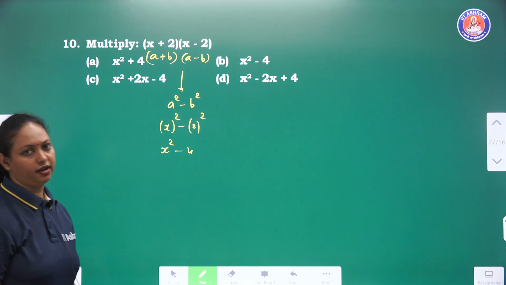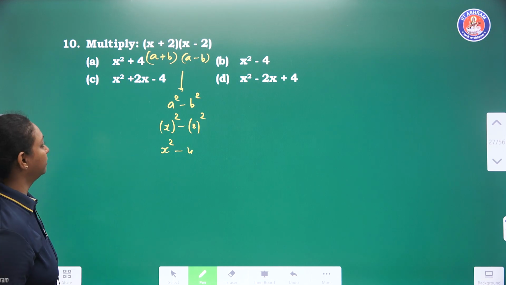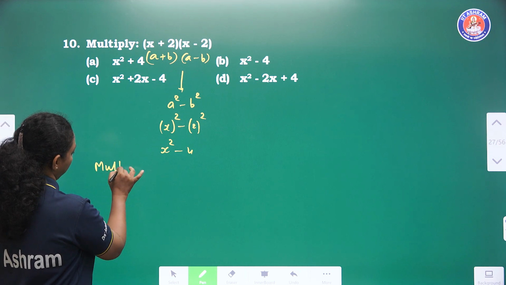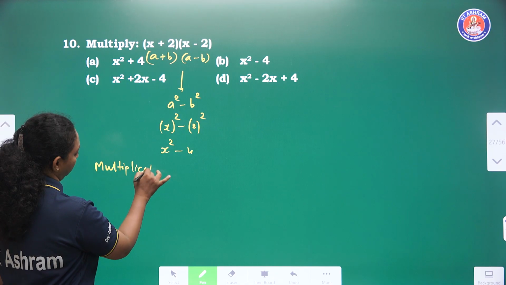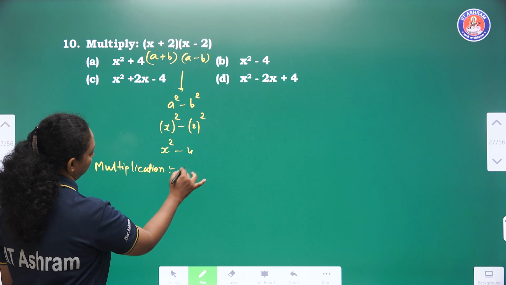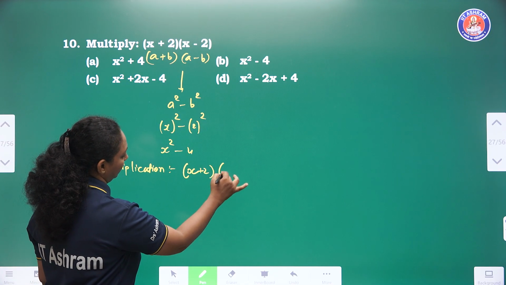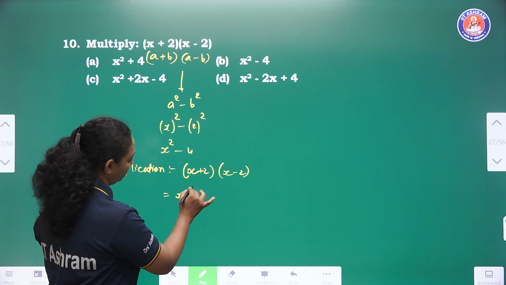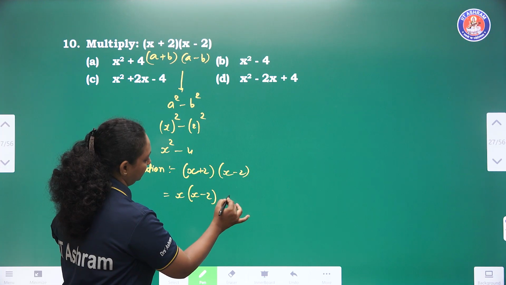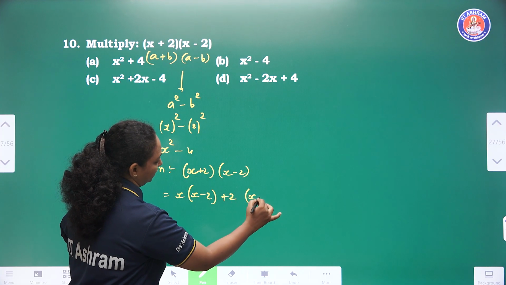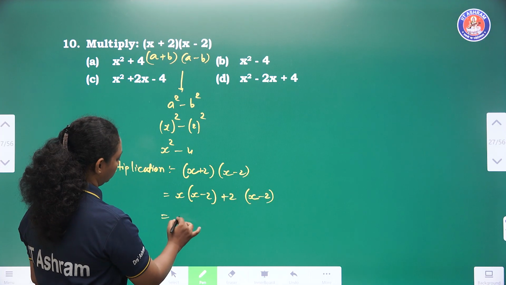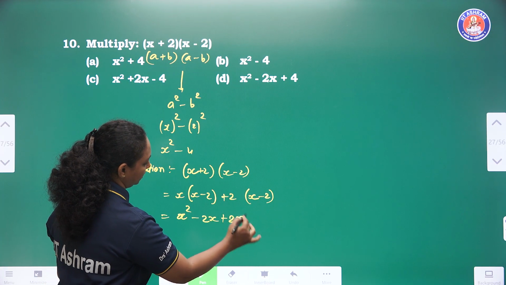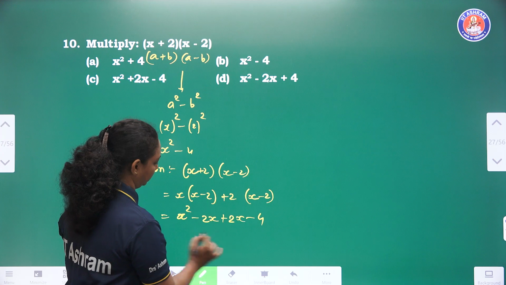But suppose you have not remembered or not learned the identity, you can go with normal multiplication. For the multiplication of the binomial, x plus 2 into x minus 2, we will use the distributive law. First of all, x minus 2 multiplied by x, then x minus 2 multiplied by 2. So it is x square minus 2x plus 2x, and plus 2 into minus 2 is minus 4.